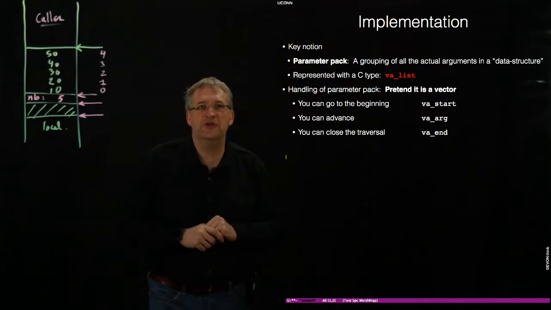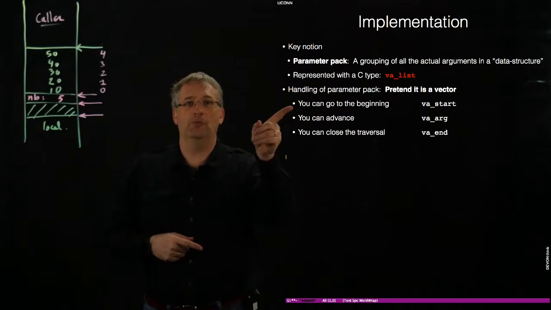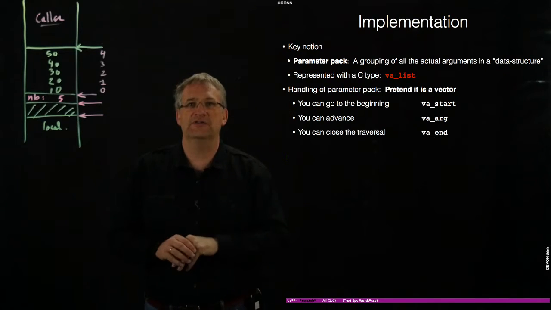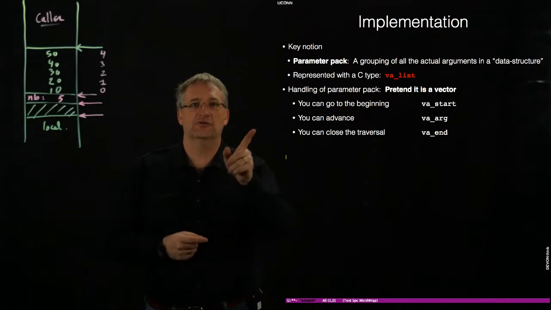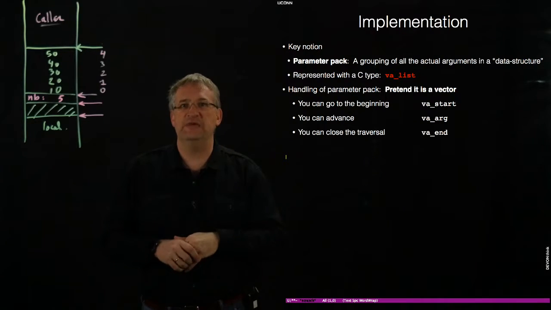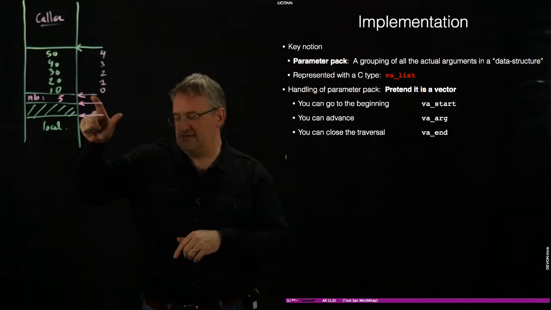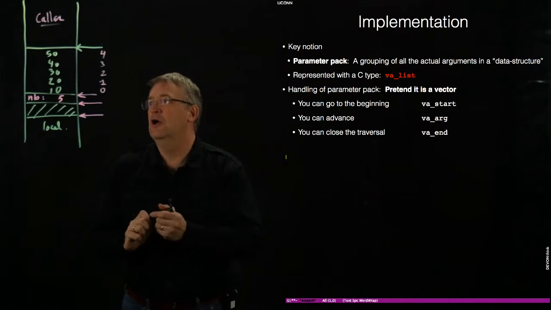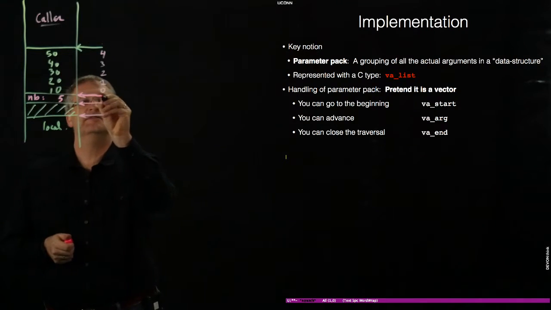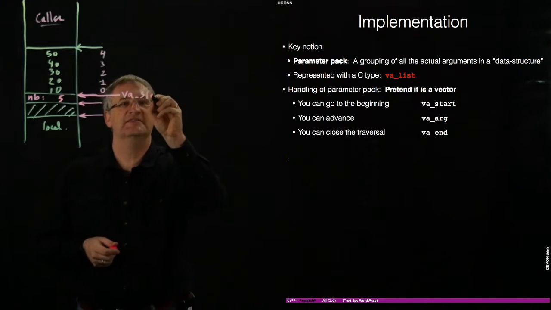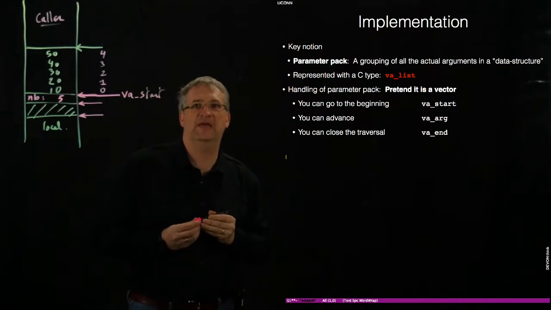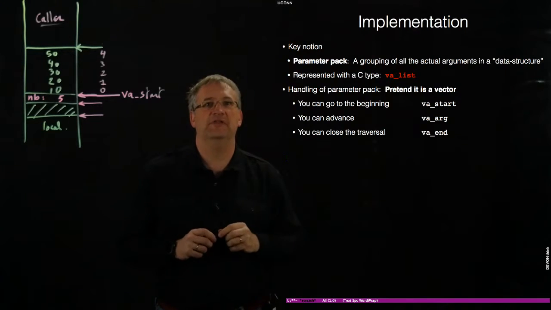So the basic operation we have is to go to the beginning of a parameter pack with the variable argument start method, right? So this method or function allows me to navigate and get this first pointer here, which is the start address of my parameter pack. So this is something I get with va_start, right? It gets me to the beginning of the parameter pack.